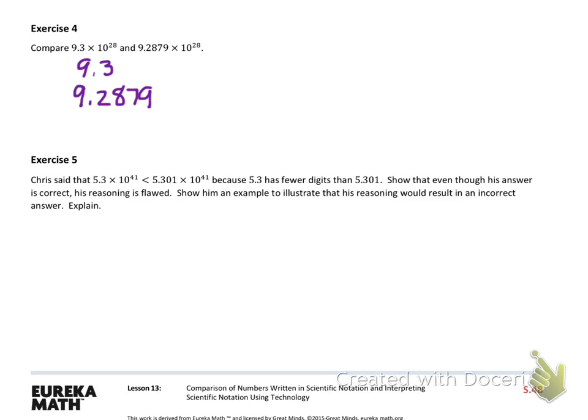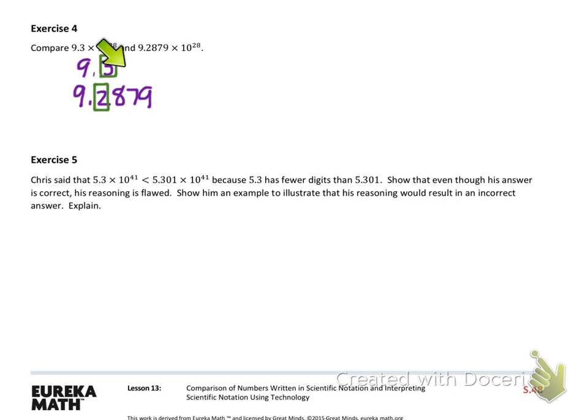Okay, so what we have here are two numbers whose power of 10 is the same, 10 to the 28th in both cases. And so all we need to do is compare the decimal part of this scientific notation. We notice that when we start from the leftmost digit, the 9s are the same. So that tells us we need to go to the next largest place value, which would be the tenths place. So I've got 3 and 2.